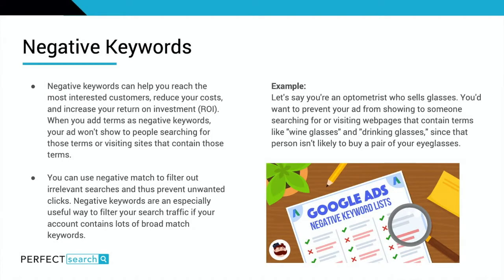And then again, the fourth match type, which is a little bit different, is negative keywords. We can use negative keywords to tell Google or Bing that we do not want to show for any queries that contain that keyword. As an example, let's say you're an optometrist who sells glasses. You'd want to prevent your ad from showing to someone searching for wine glasses, for example. And so what we would do is add wine as a negative keyword.